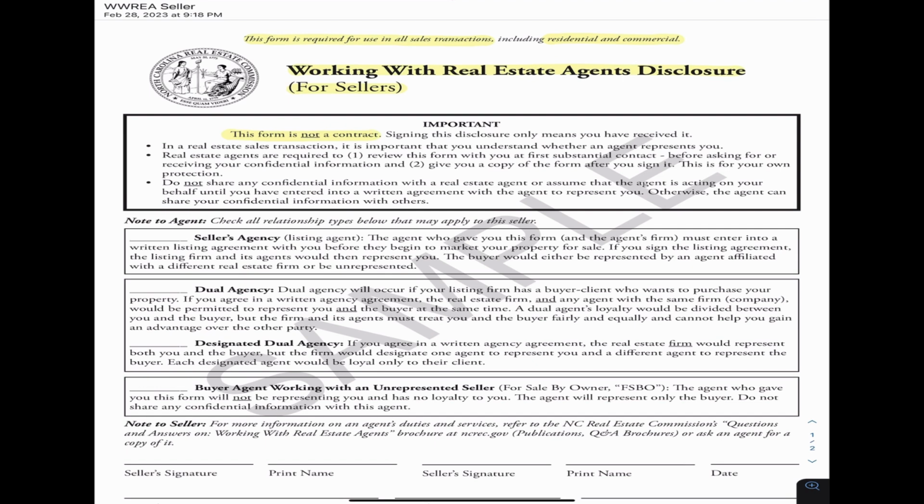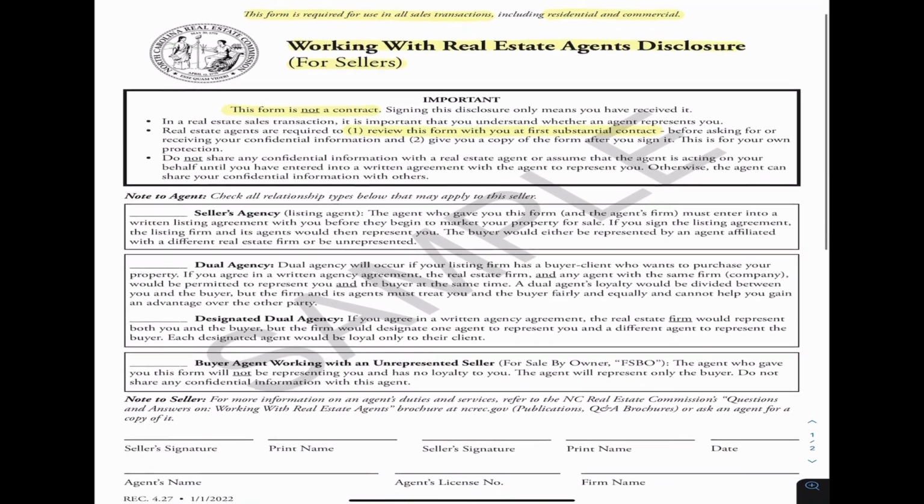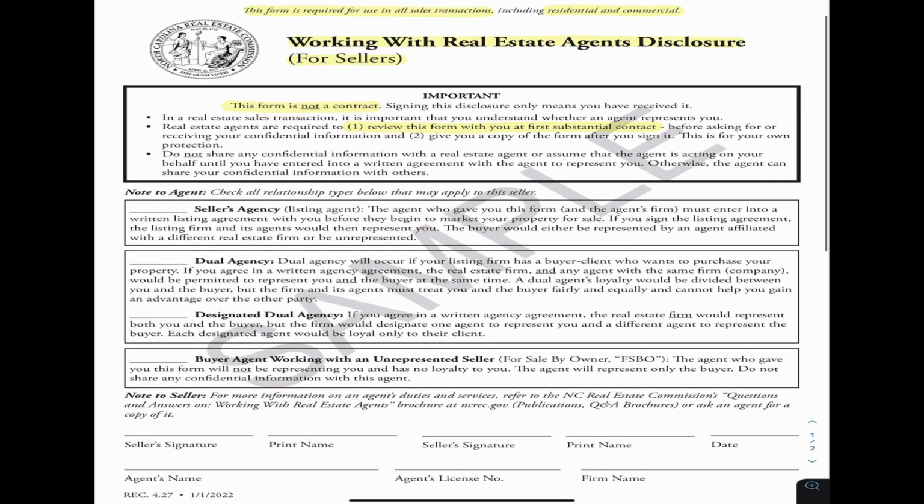Potential clients are not required to sign it, but licensees are required to present it and review the content of it with potential clients at first substantial contact with that potential client. For the licensee, this form should not be something that they fear presenting to someone. Rather, it should be viewed as an opportunity to build trust with a potential client and to empower that potential client to be educated about their options for agency representation in North Carolina real estate transactions.